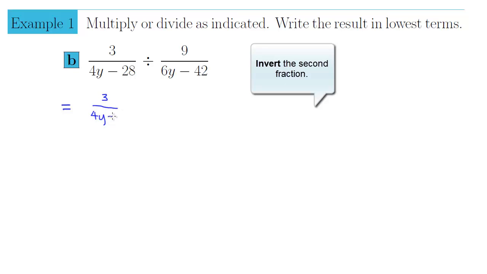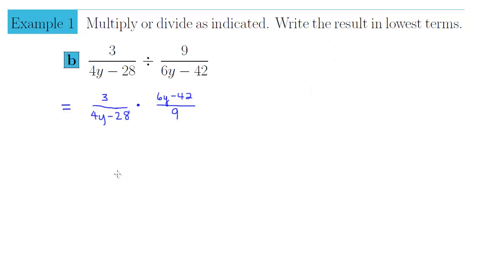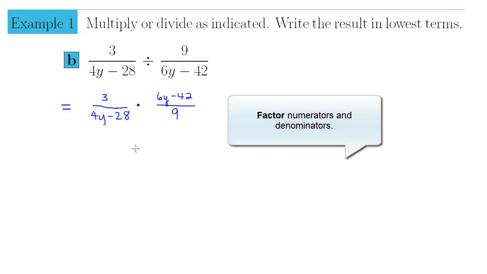So we have 3 over 4y minus 28 divided by 9 over 6y minus 42, which is the same thing as times 6y minus 42 over 9. So we've inverted our second fraction. All right, next we want to factor numerators and denominators.